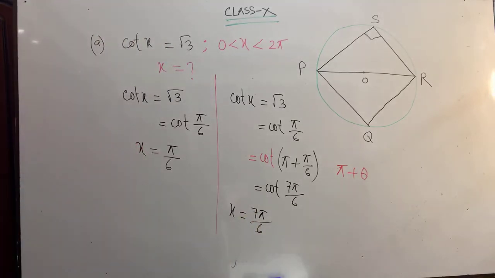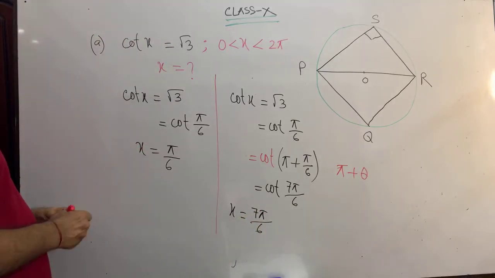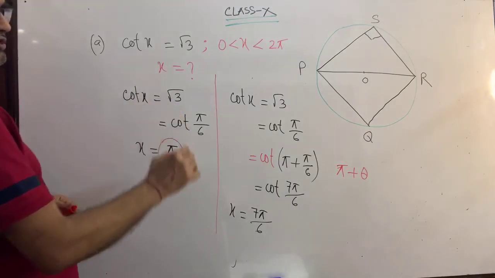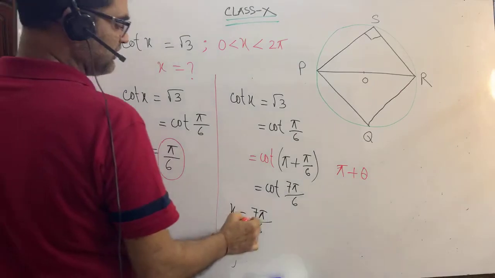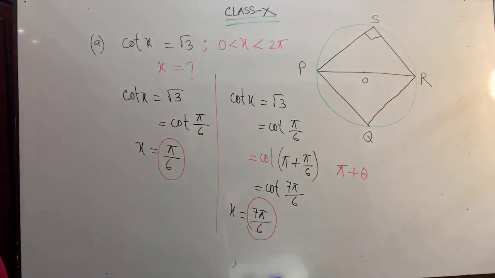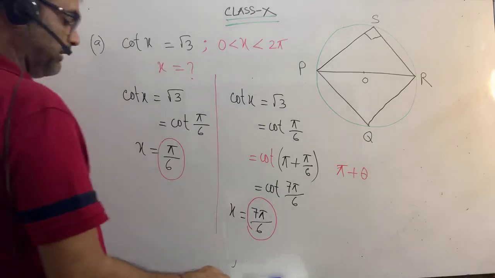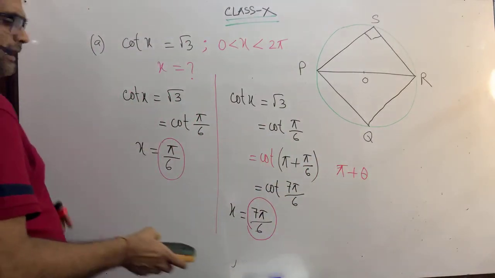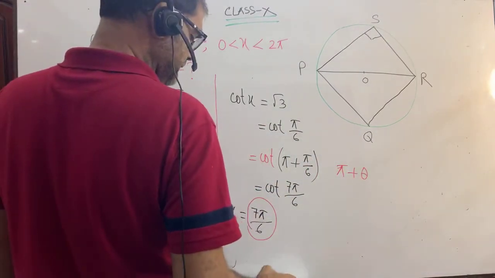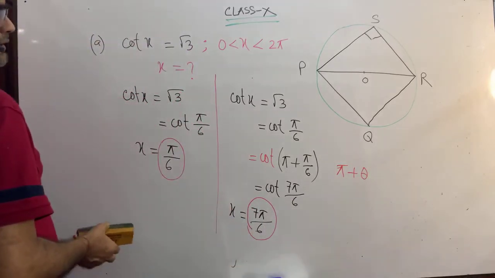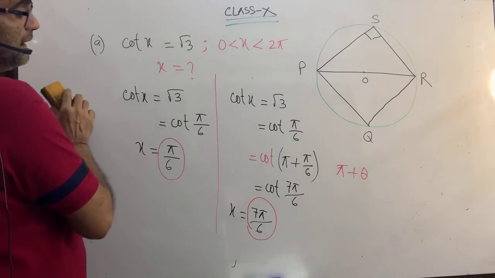Therefore the required solution is x equals pi by 6, which is in the first quadrant, and x equals 7 pi by 6, which is in the third quadrant. Now you see, dear students, the math is done here. Okay, that's good. I am going to rub this math.